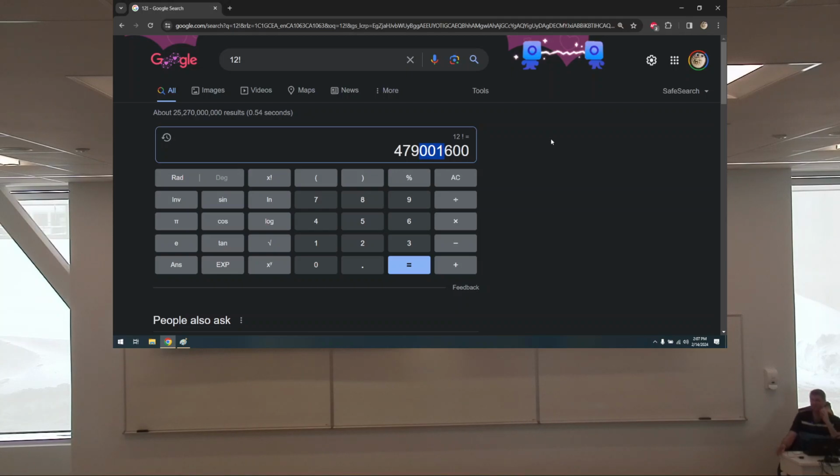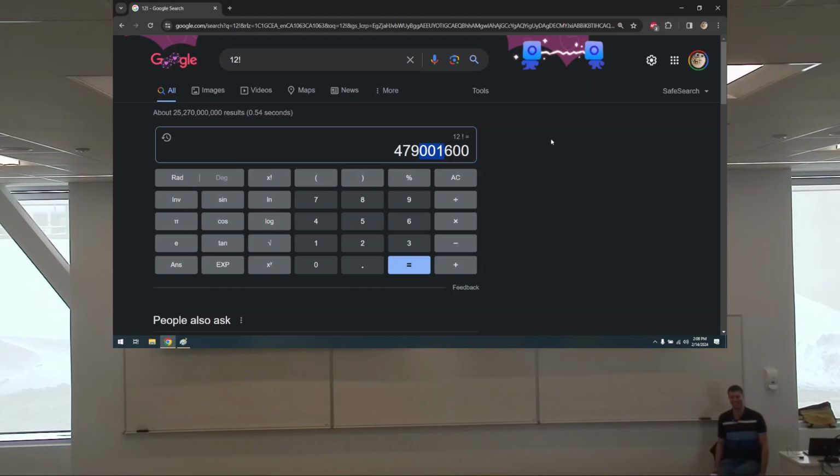497,001,600. Okay, it's a lot. So the algorithm will work. All it has to do is try every one of those 500 million paths and pick the best one. But that's with only 12 cities. That's not a lot of cities.